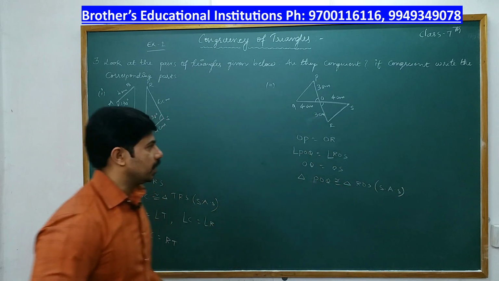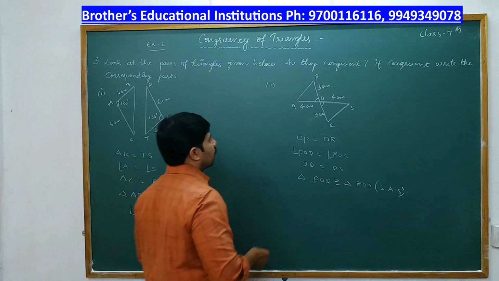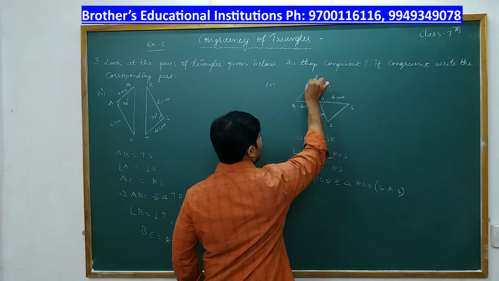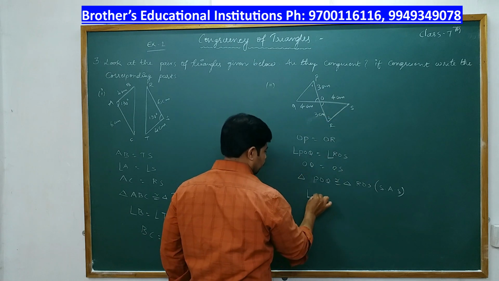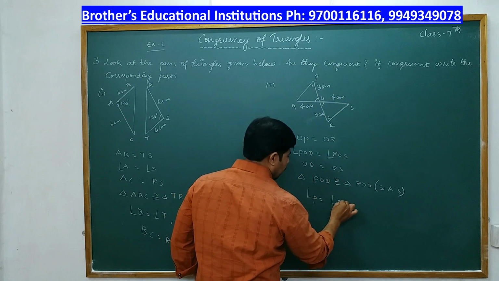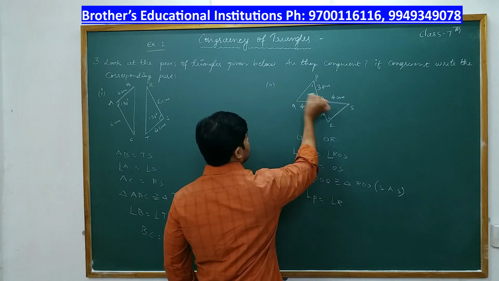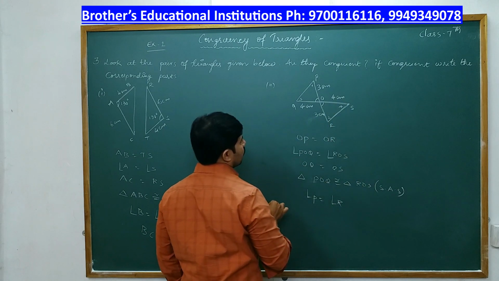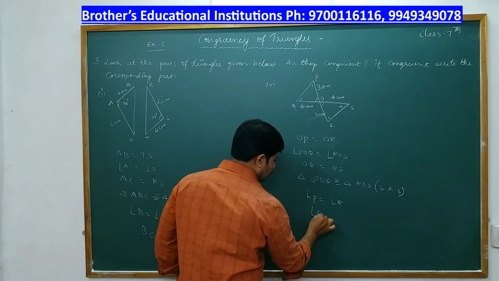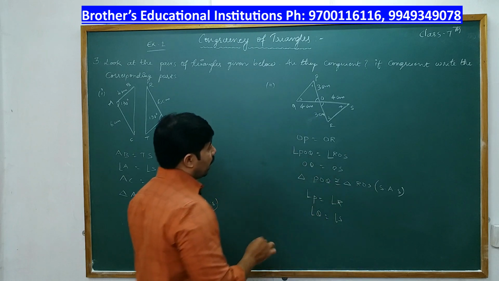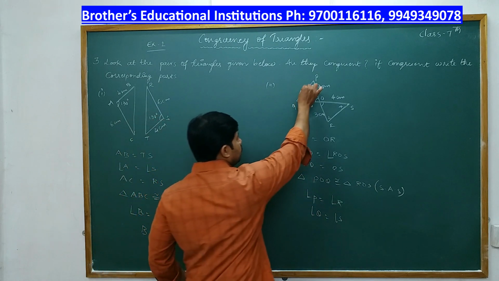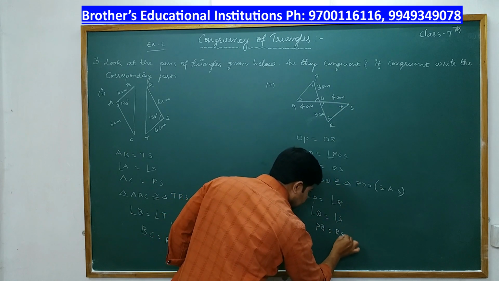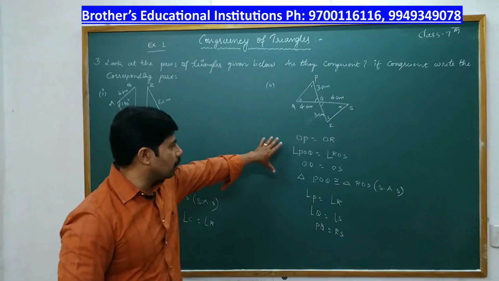Now the triangles are congruent. As the triangles are congruent, the corresponding parts we can say that angle P is equal to angle R, then we say angle Q is equal to angle S, and also we can say that PQ is equal to RS. So these are the corresponding parts of this congruent triangle.